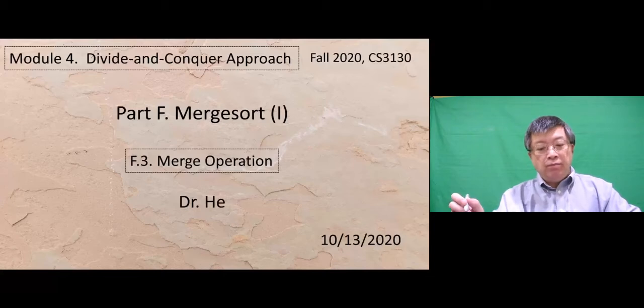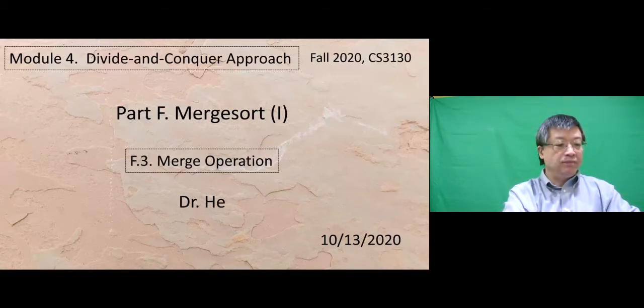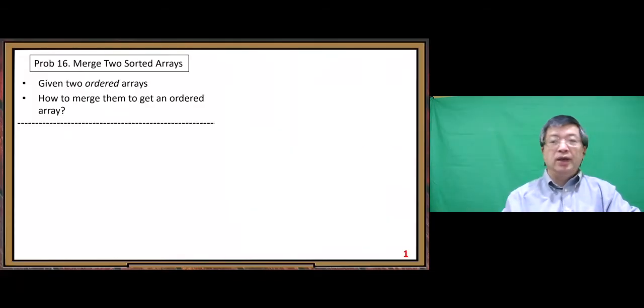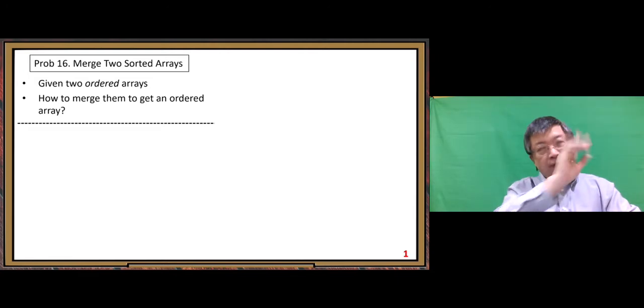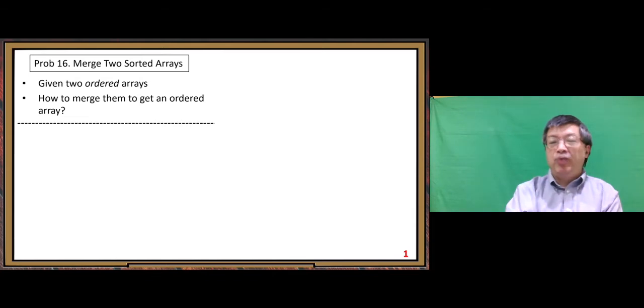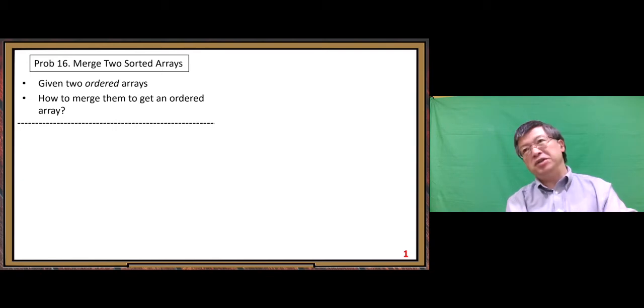F.3, merge operation. In this part, we really need to solve our problem number 16: merge two ordered arrays. All right, so we did some analysis in the previous video. So now let's look at the implementation.